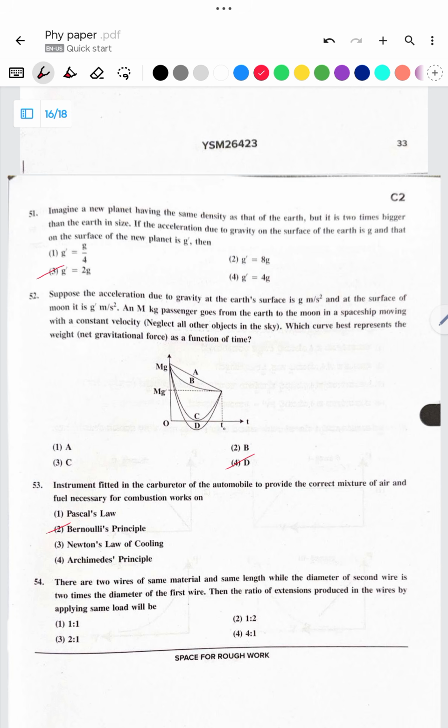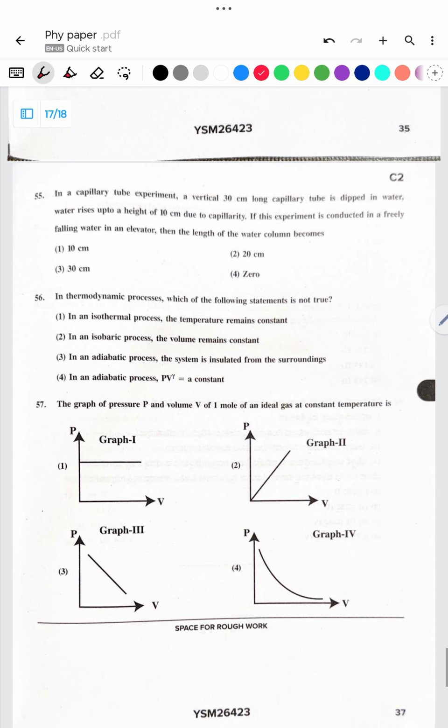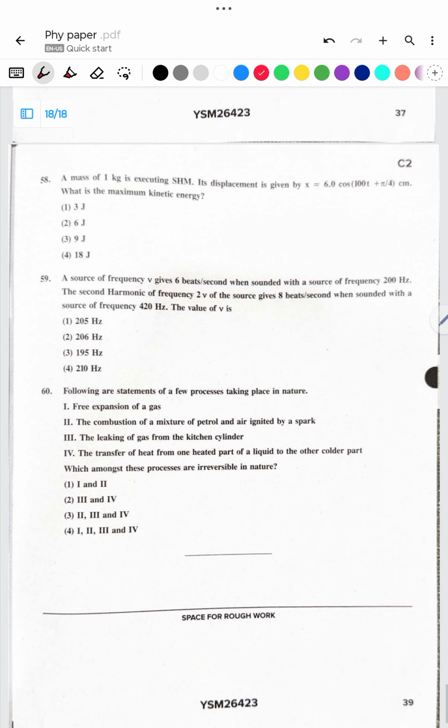For 54, option is 4. For 55, option is 3. For 56, option is 2. For 57, option is 4. For 58, option is 4. For 59, option is 2. For 60, the final answer, option is 4.